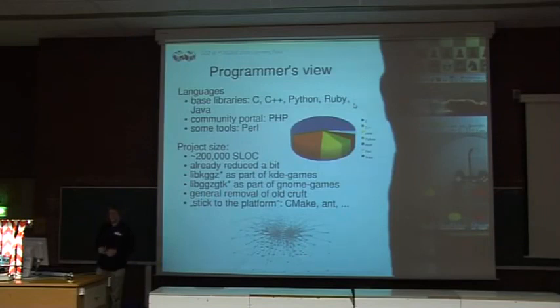As you can see from the statistics, we have lots of C code still. My aim is to reduce this to under 50%, but for the other developers, you do not have to worry about C anymore, so every functionality is available in the other languages as well. If you like even more languages, you can decide to hack on our PHP community portal or on our tools which are written in Perl.